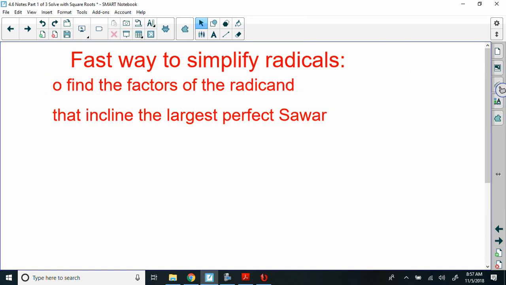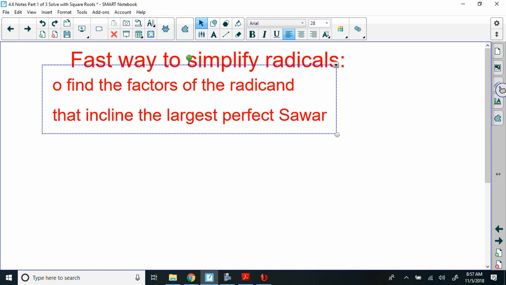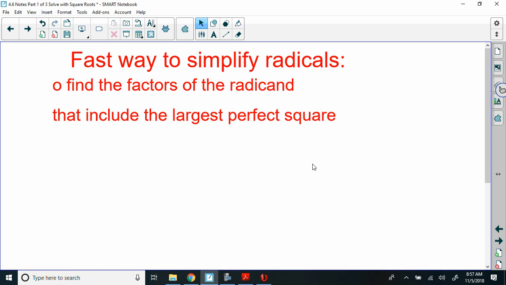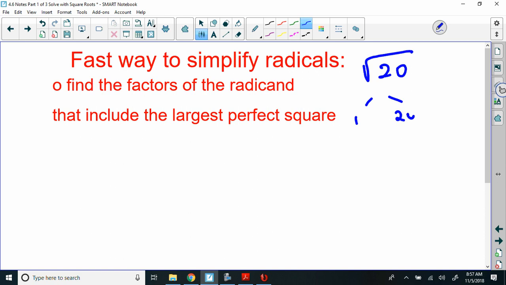So we're going to find the factors of the radicand that include the largest perfect square. When we tried to simplify the square root of 20, we broke 20 down into 1 and 20, 2 and 10, 4 and 5. We're looking for perfect squares, and 4 is the perfect square, and 4 and 5 are that combination. In the case of 20, there's only one factor that is a perfect square bigger than 1.